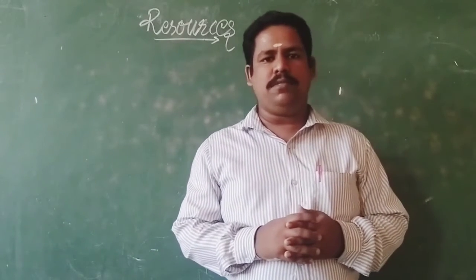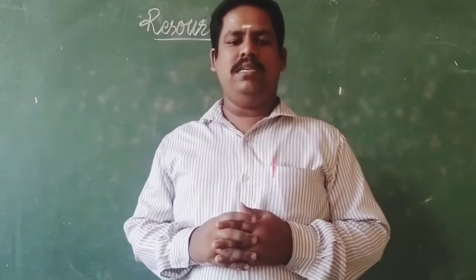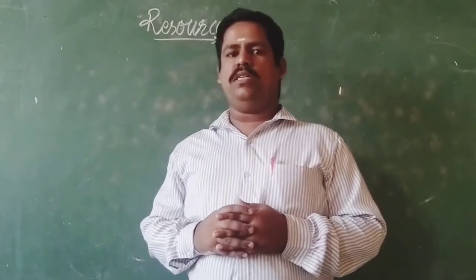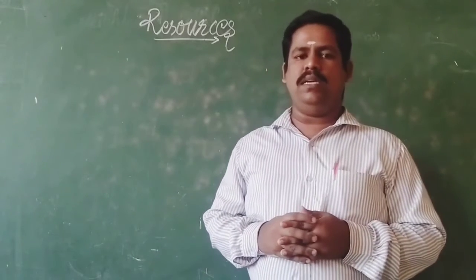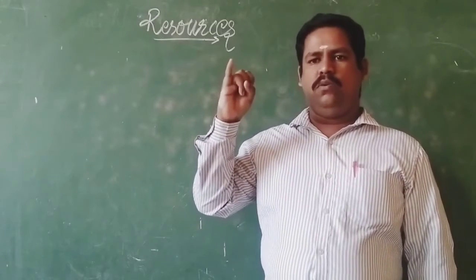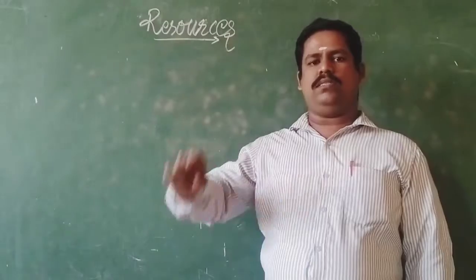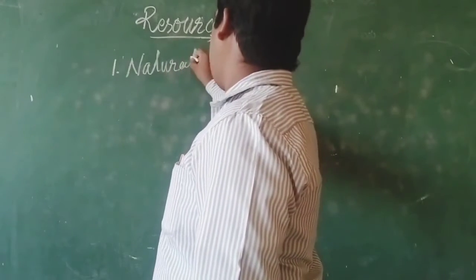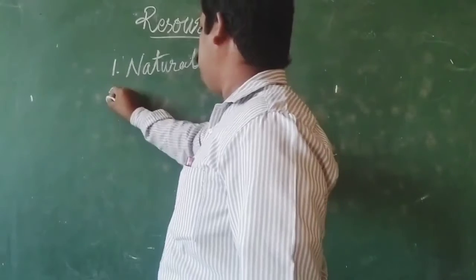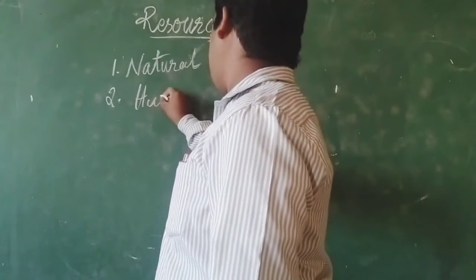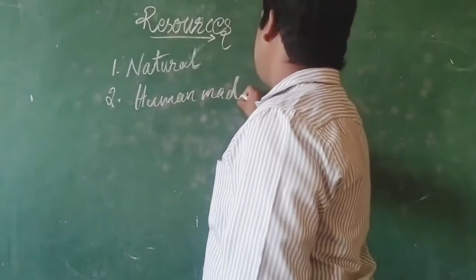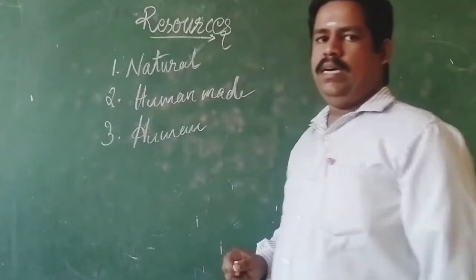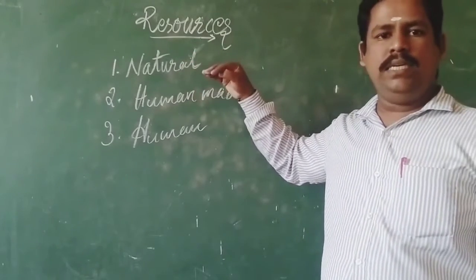So let us go through different types of resources. In general, resources can be classified into three. General classification of resources. Those are natural resources, human-made resources, and human resources. So let's start here. One is natural resources, human-made resources, and the third one is human resource. Natural resources, human-made resources, and human resources.